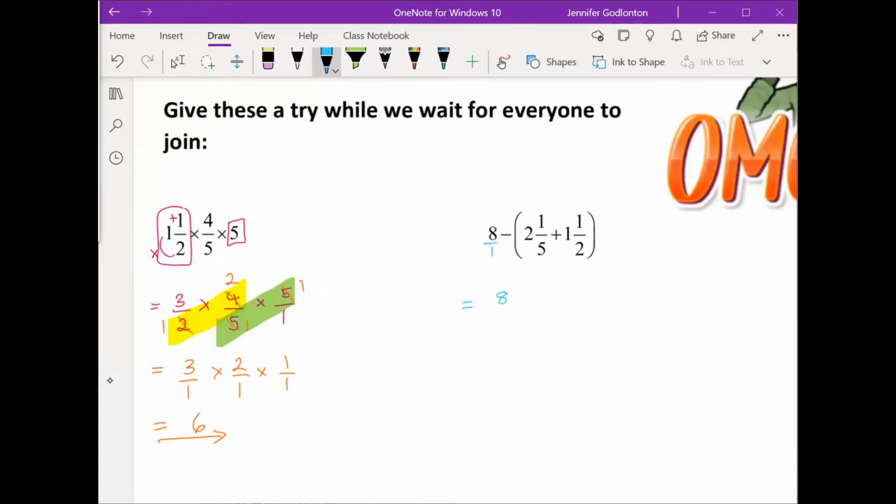And so our first step is we want to change these two fractions and make them improper fractions. So that is your very first step. And if you think you can change those into improper fractions, let us know so you can help us and talk us through how to do that.